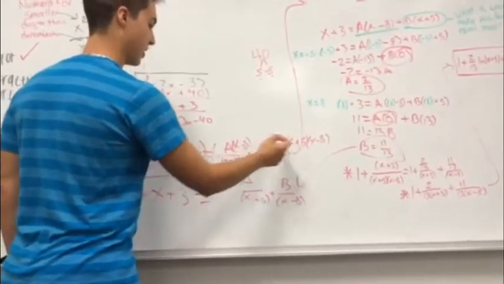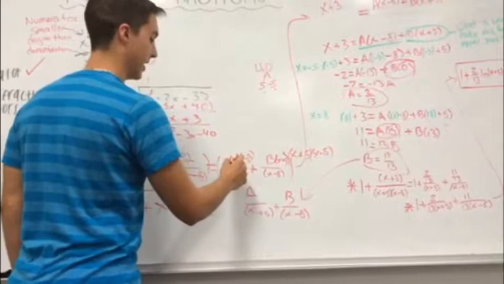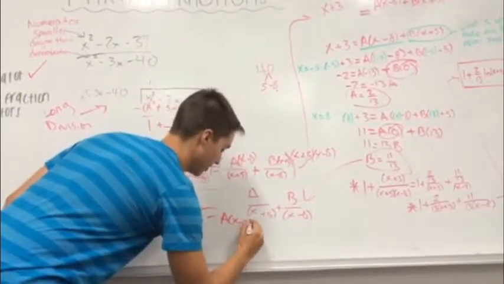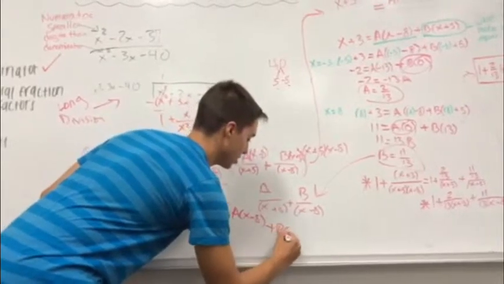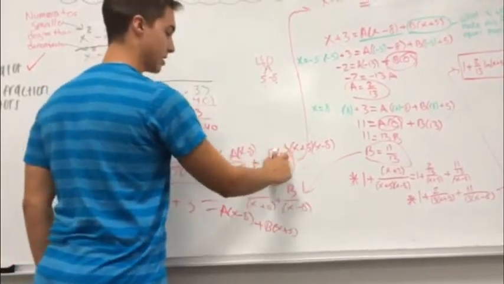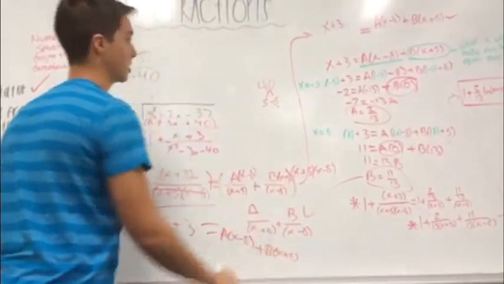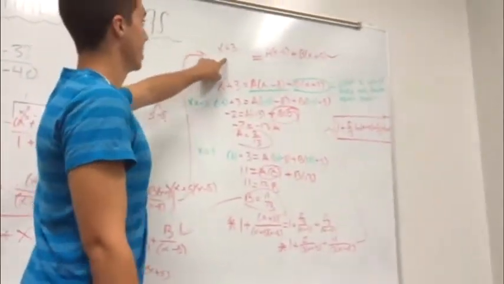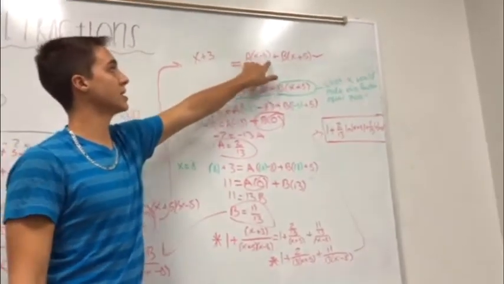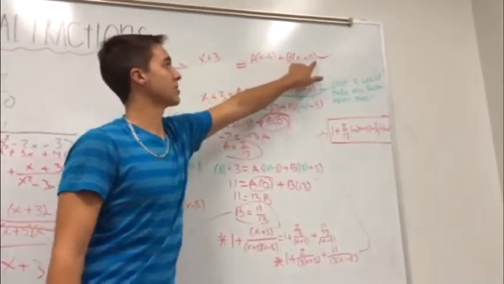So this x + 5 and x + 5 cancel, leaving us with A times (x − 8), plus B times (x + 5), because the x − 8 and the x − 8 cancel, leaving us with this. So now we're going to move up to here. Here we have what we have left: x + 3 equals A times (x − 8) plus B times (x + 5).